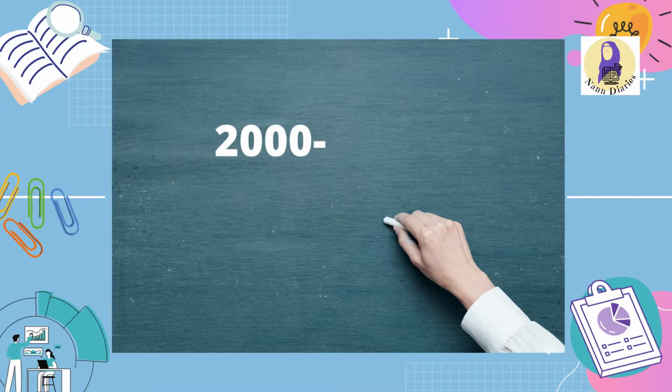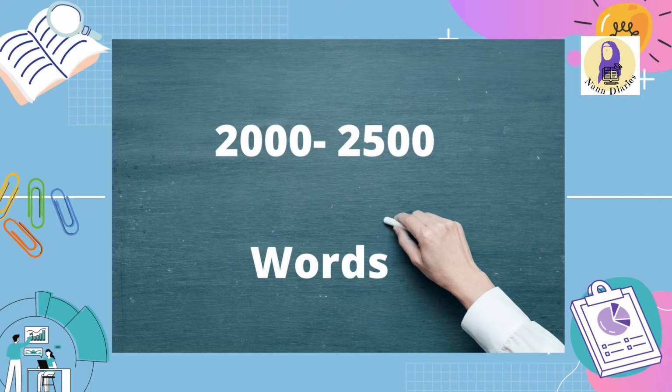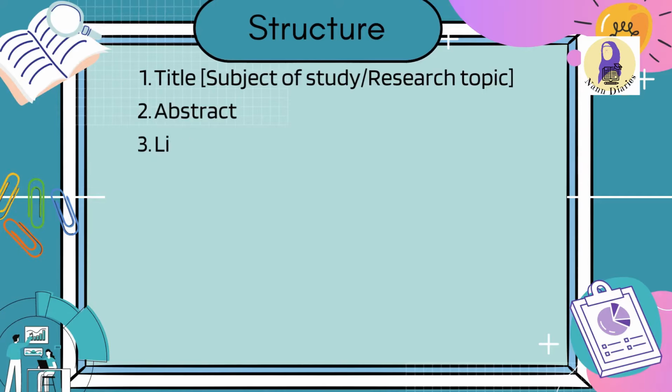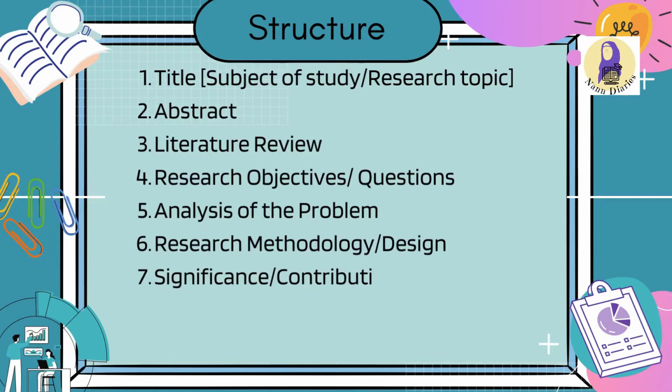First of all, the word limit of any research proposal would be between 2000 and 2050. But for the Burslari applicants, you don't need to actually follow this. Make sure you follow the maximum and minimum word limits given in each section. This is a general structure of the research proposal here.